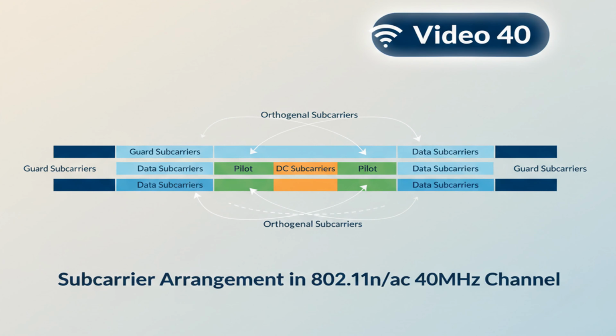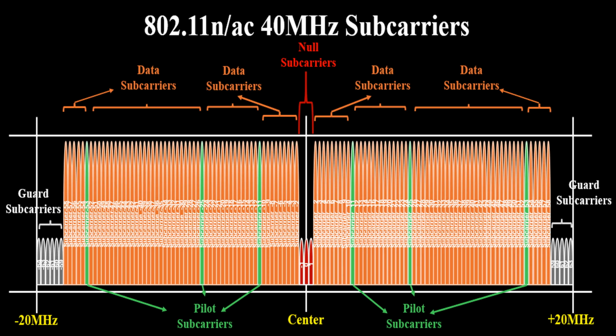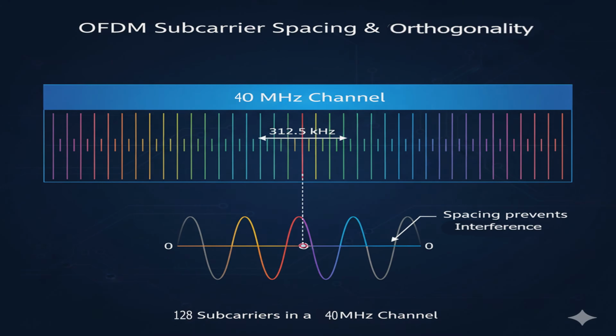Subcarrier arrangement in 802.11n or AC, 40 MHz channel. Let's visualize how subcarriers are structured in 802.11n or AC, 40 MHz channels. Total subcarrier allocation for an 802.11n or 802.11ac 40 MHz channel is 128, which constitutes data subcarriers, pilot subcarriers, guard subcarriers and null subcarriers.